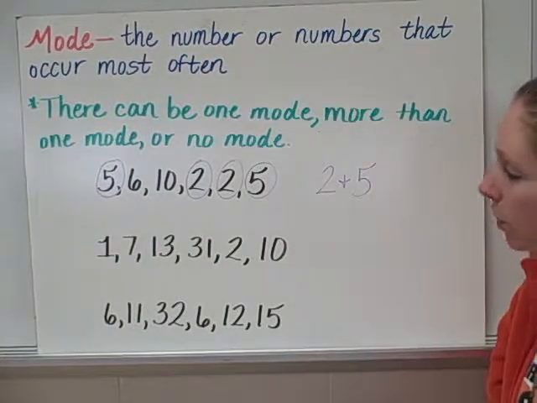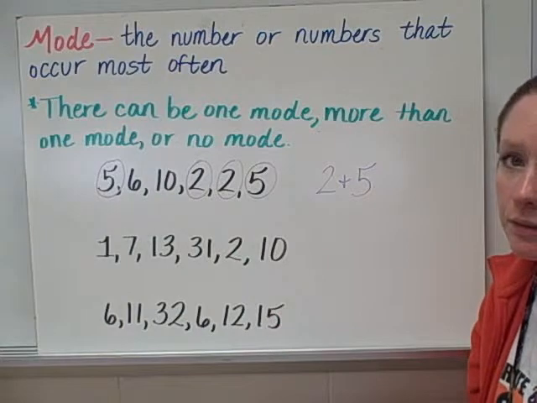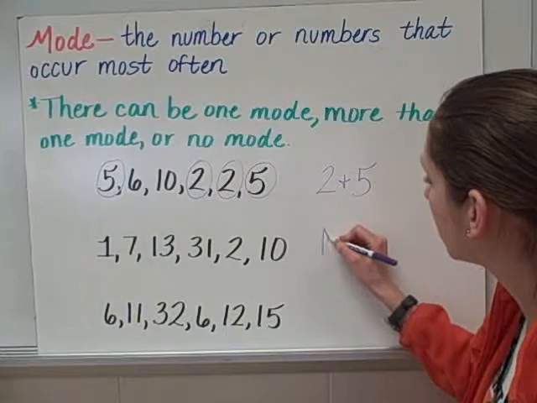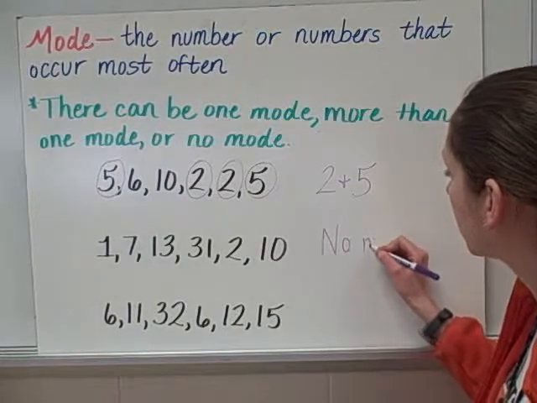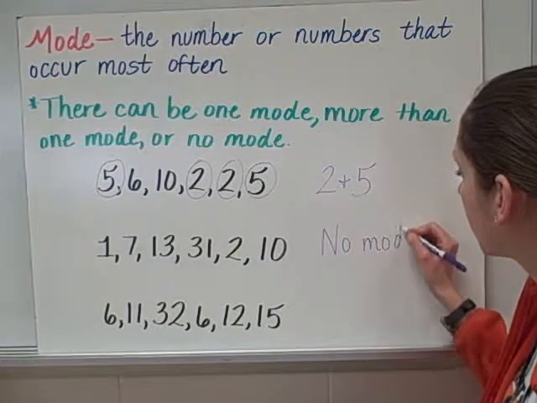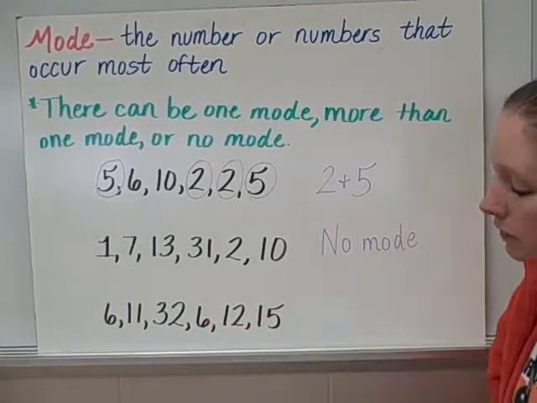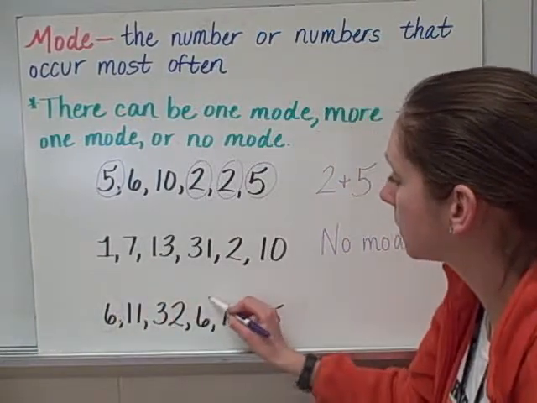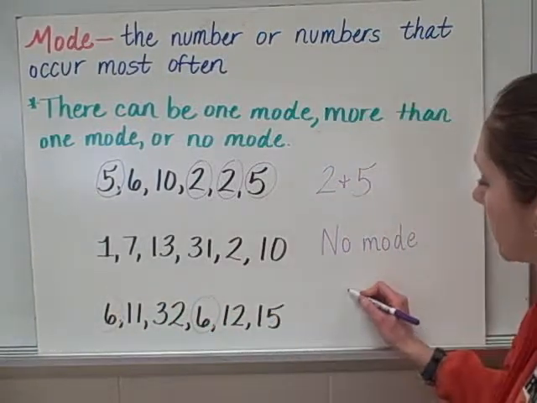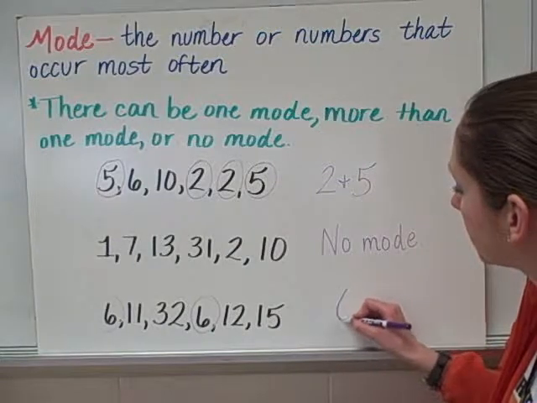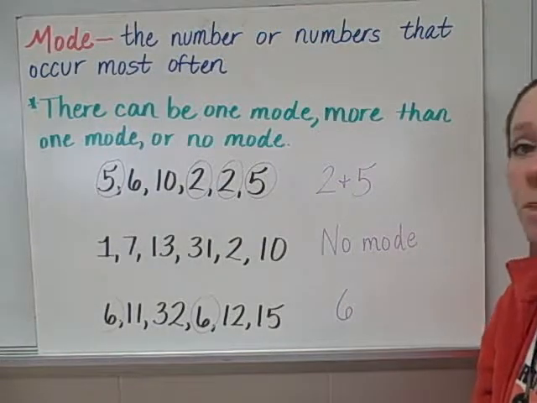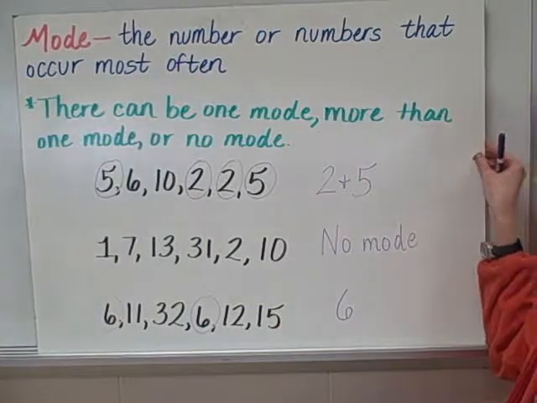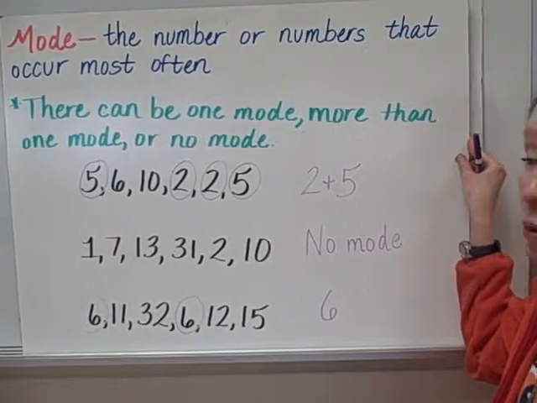In the second example, there is no number that repeats. So that means there is no mode. In the last example, I see that one number repeats, and that's the 6. So 6 is my mode. Okay, this is the last measure of center. These 3 measures of center, mean, median, and mode, tell us things about our data and what is a typical value.